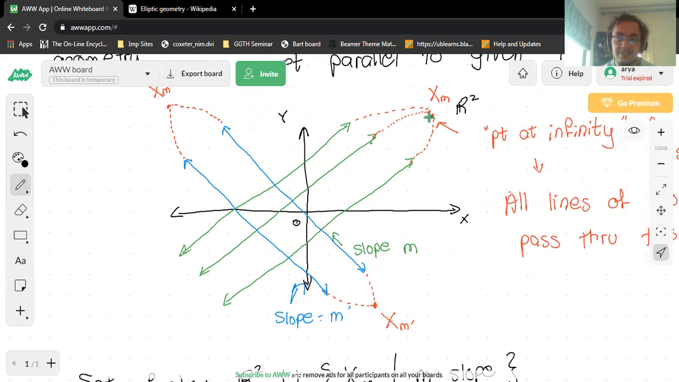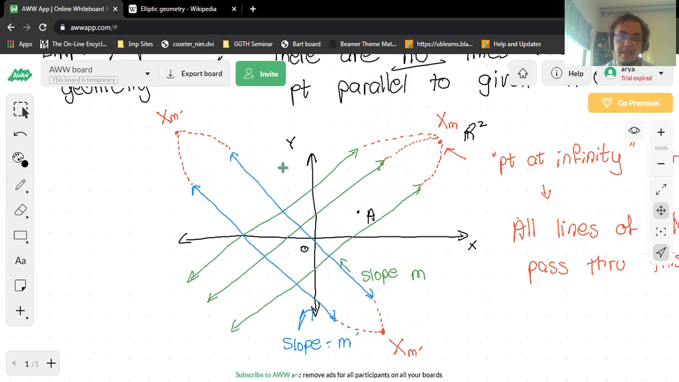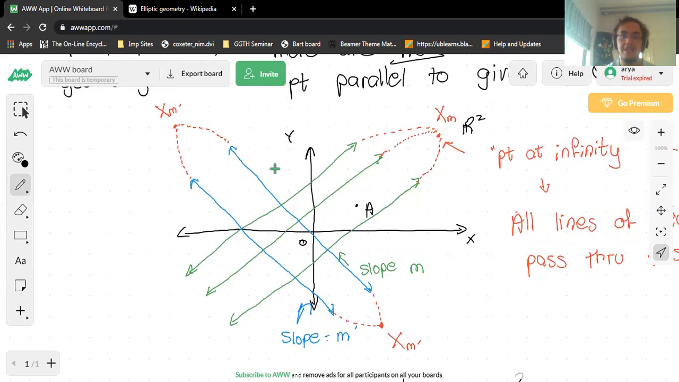Between a point at infinity and a point in the plane. So consider x sub m and a point A here. You can just consider the line through A of slope m, and that would pass through x sub m. So this is the unique line through A and x sub m. But what about lines between x sub m and x sub m dash? A priori, so far we haven't defined any lines passing through two different points at infinity.